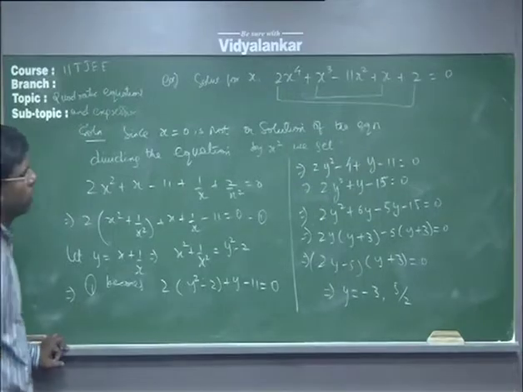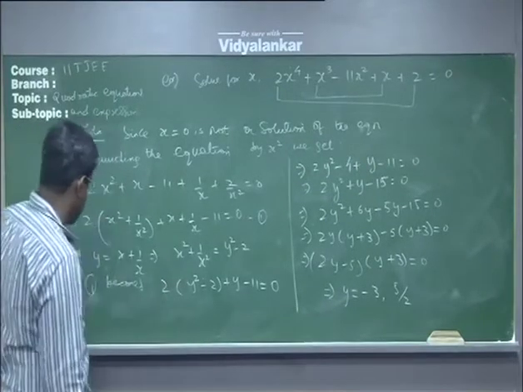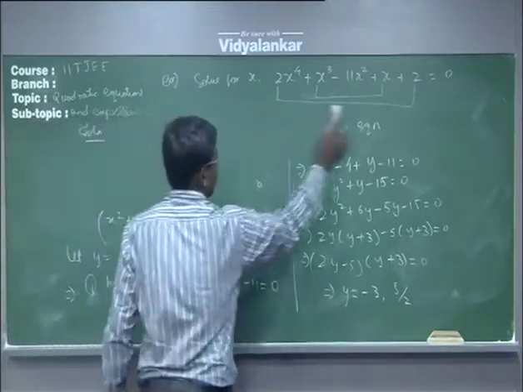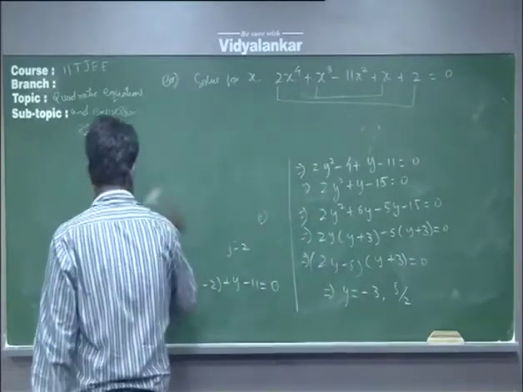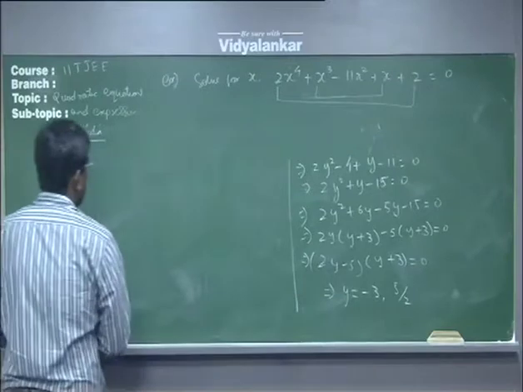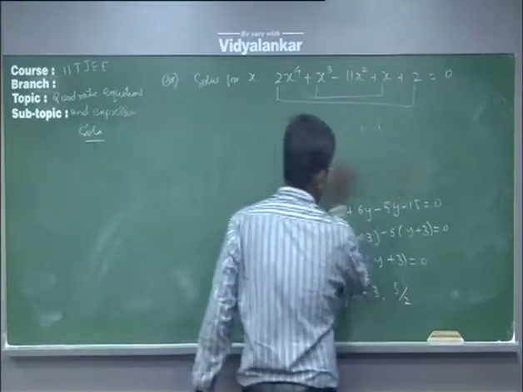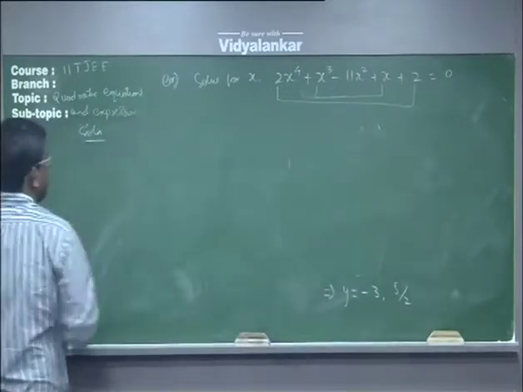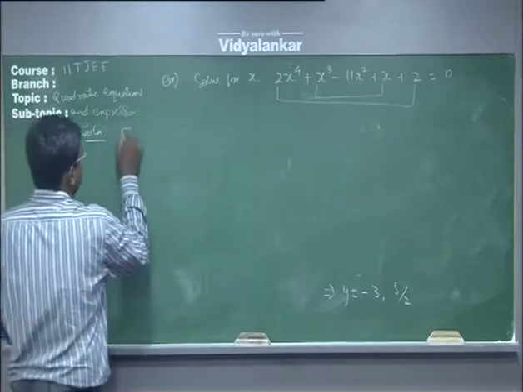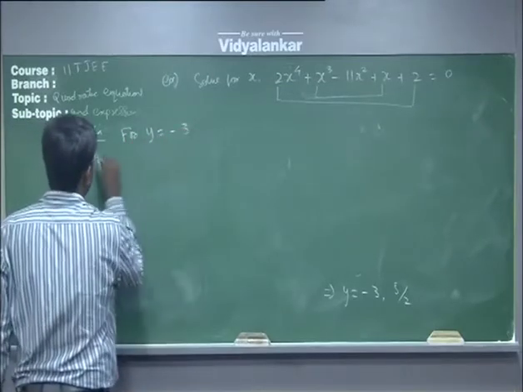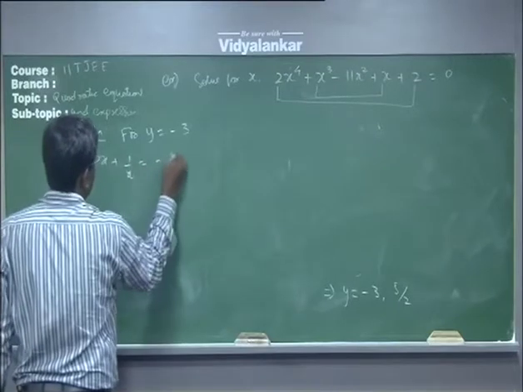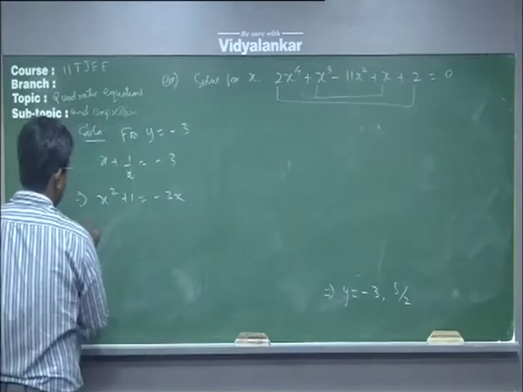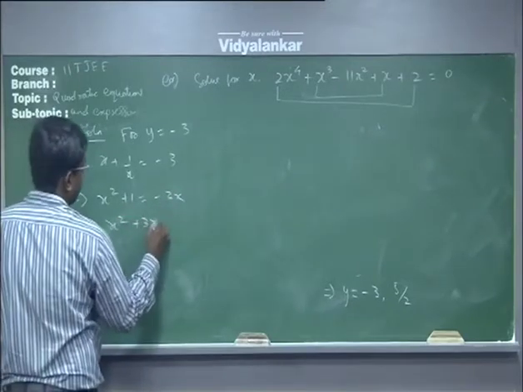is equal to 5 by 2, the values of x. So we had taken y as x plus 1 by x. So for y is equal to minus 3, x plus 1 by x is equal to minus 3, which implies x square plus 1 is equal to minus 3x, or x square plus 3x plus 1 is equal to 0.